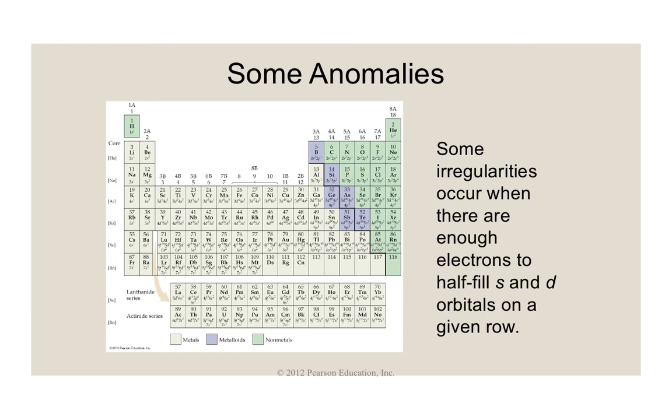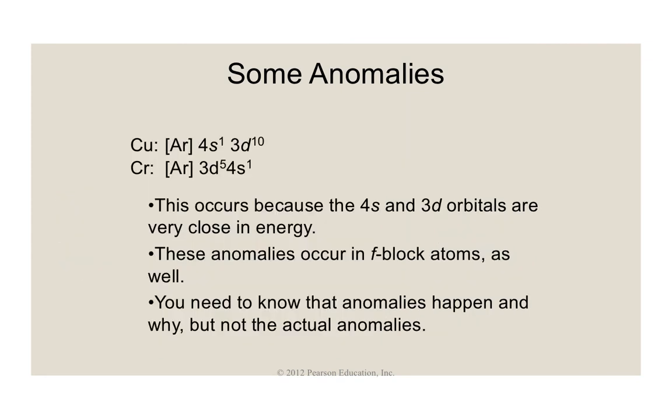So just like everything else in chemistry, there are some exceptions. Those irregularities occur when there's enough electrons to half fill S and D orbitals on a given row, so it doesn't start happening until we get into the D orbitals down here. Some of the most famous ones, copper. If we wrote copper as we would expect it to be, its configuration would be Ar 4s2 3d9. However, when we look, we actually find that the electron configuration of copper is 4s1 3d10.